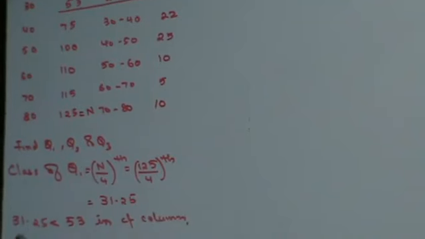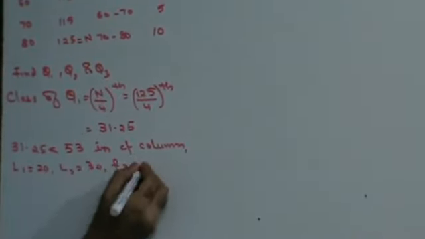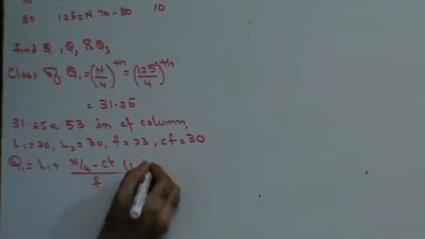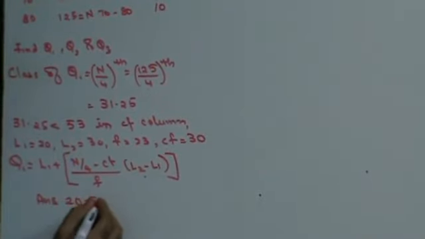In which case I can therefore say that L1 is 20, L2 is 30, F is 23 and CF is the number above this. So the CF will be 30. Q1 is L1 plus (n by 4 minus CF) upon F times (L2 minus L1). You can substitute your values and get the answer. You should get the answer for Q1 as 20.54.